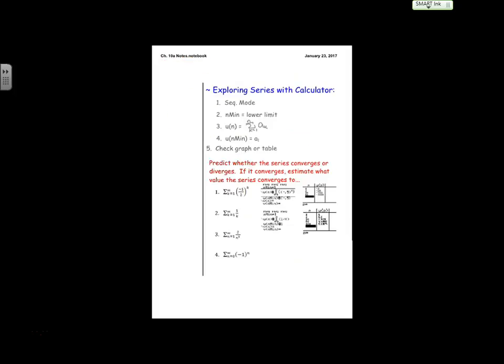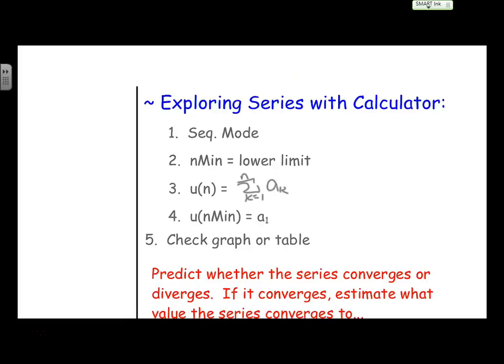Why is this a struggle? Well, grab out your calculator.